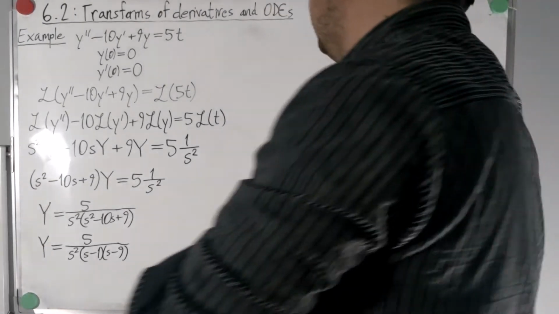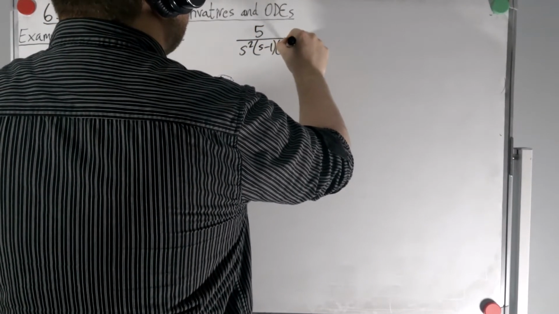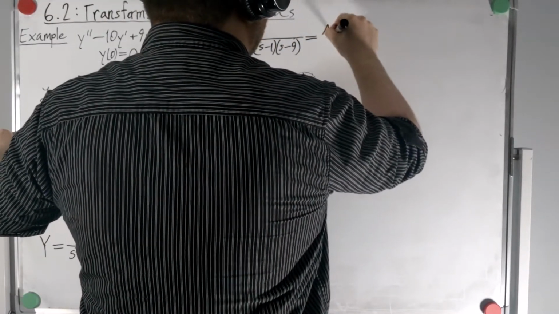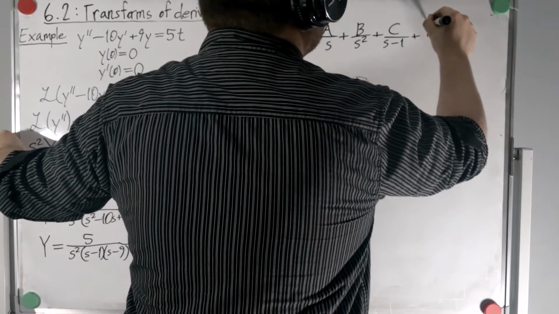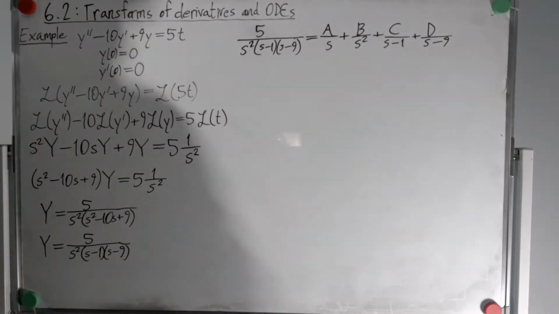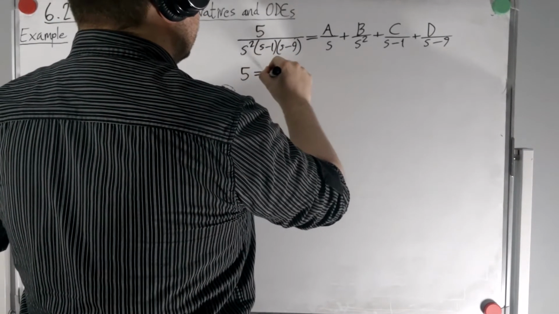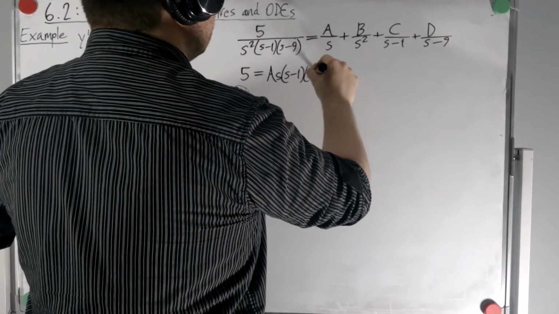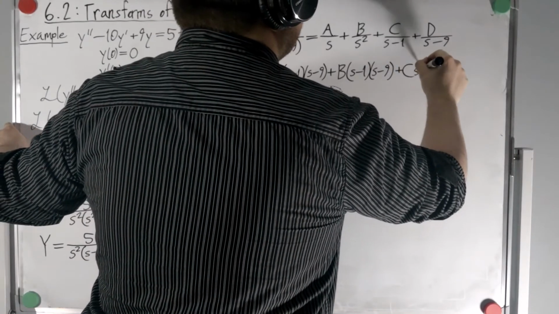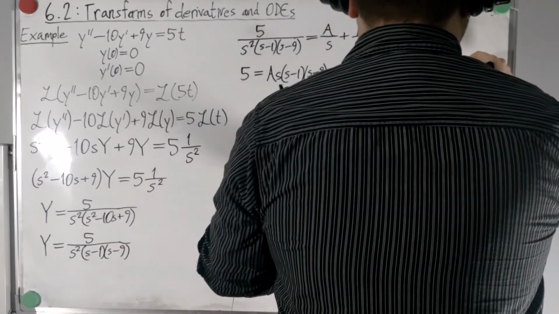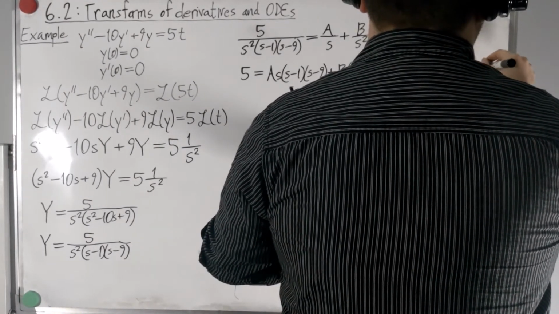Okay? So, 5 over s squared times s minus 1 times s minus 9. This is going to be a over s plus b over s squared plus c over s minus 1 plus d over s minus 9. We multiply through, we get 5 equals a times s minus 1 times s minus 9 plus b times s minus 1 times s minus 9 plus c times s squared times s minus 9 plus d times s squared times s minus 1.